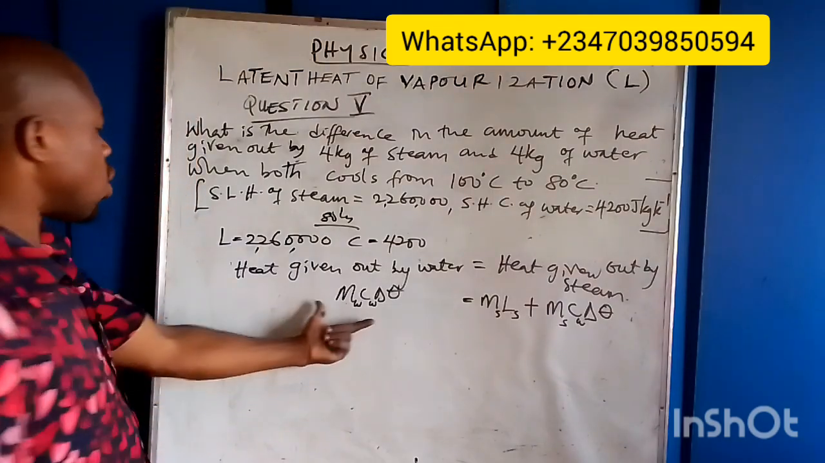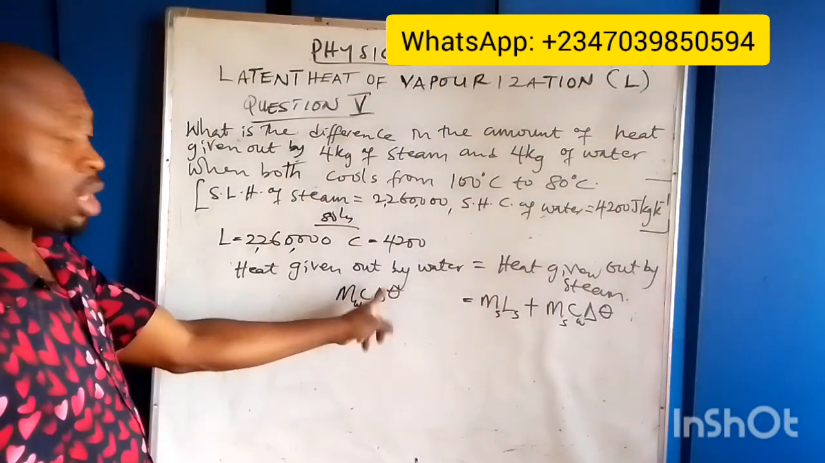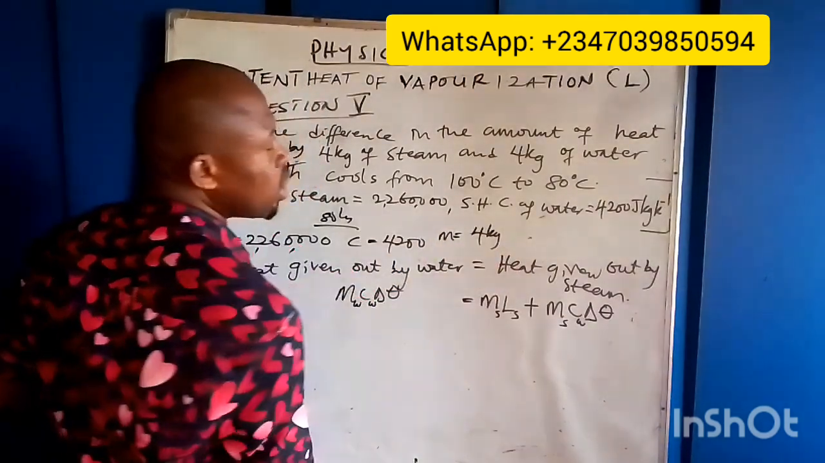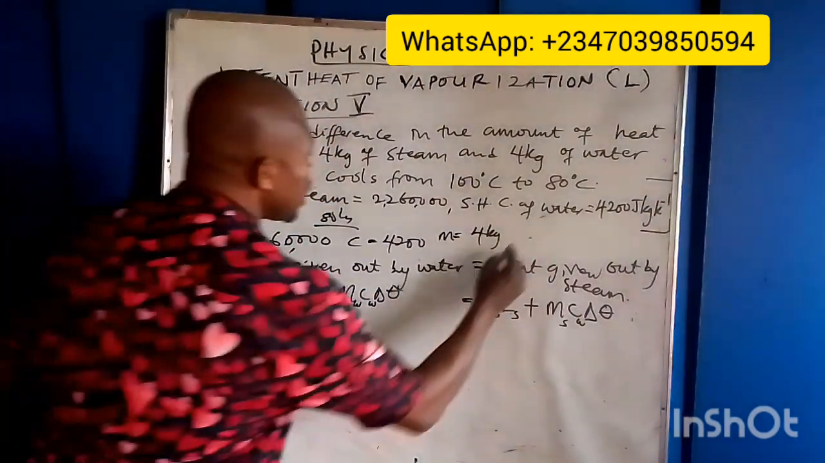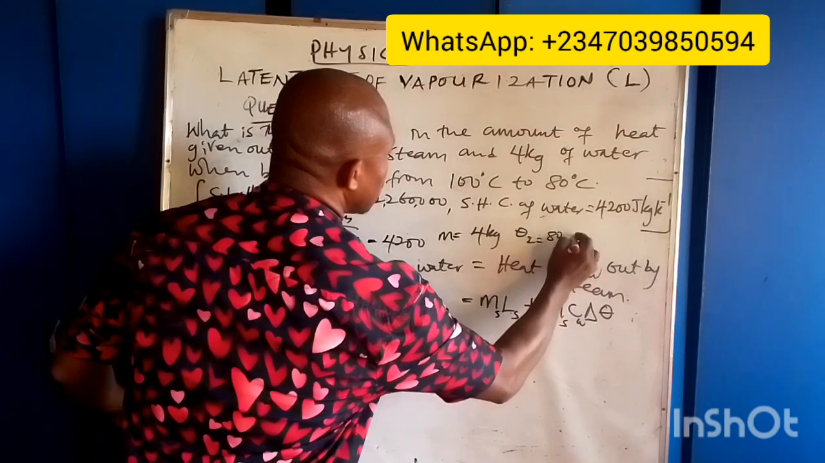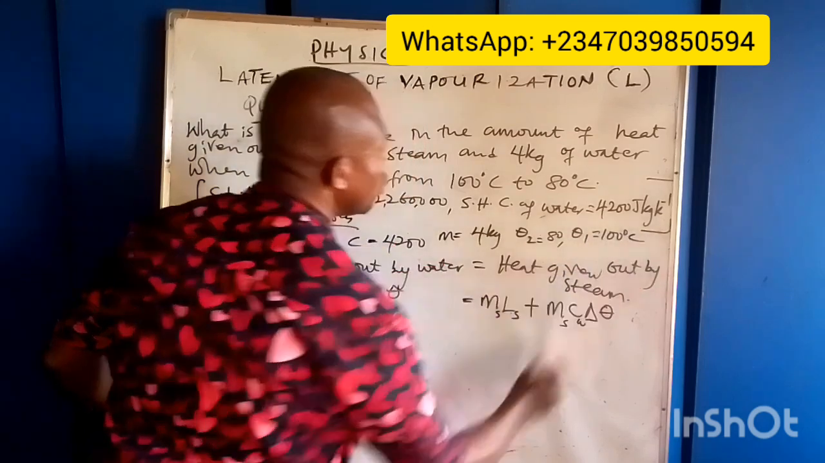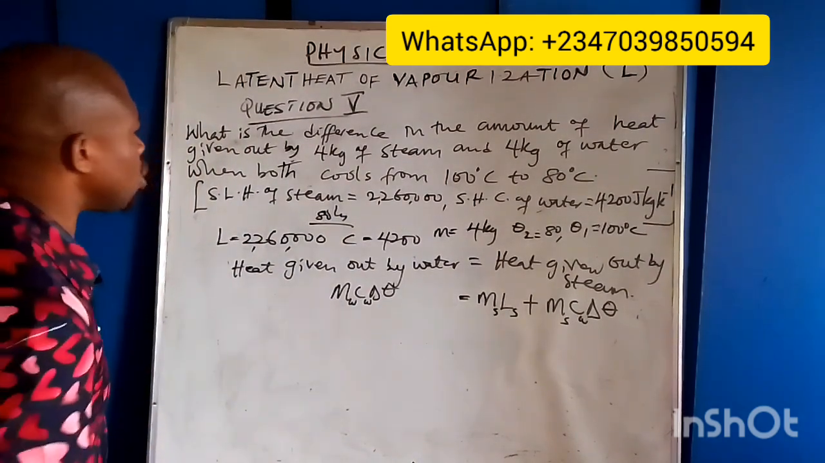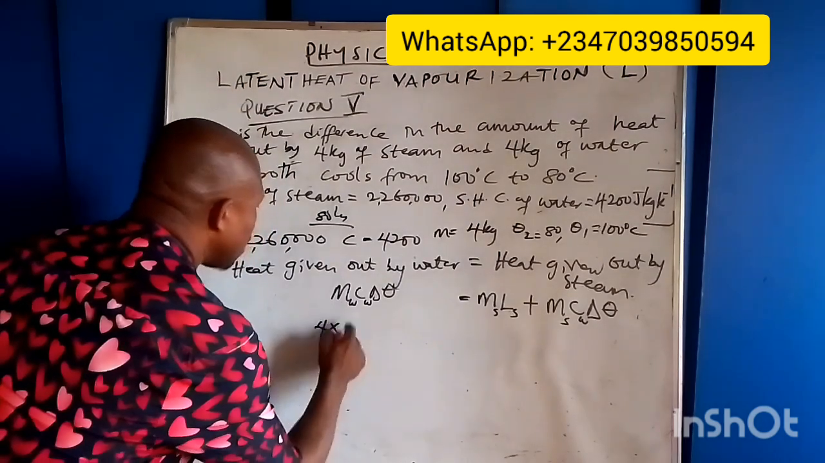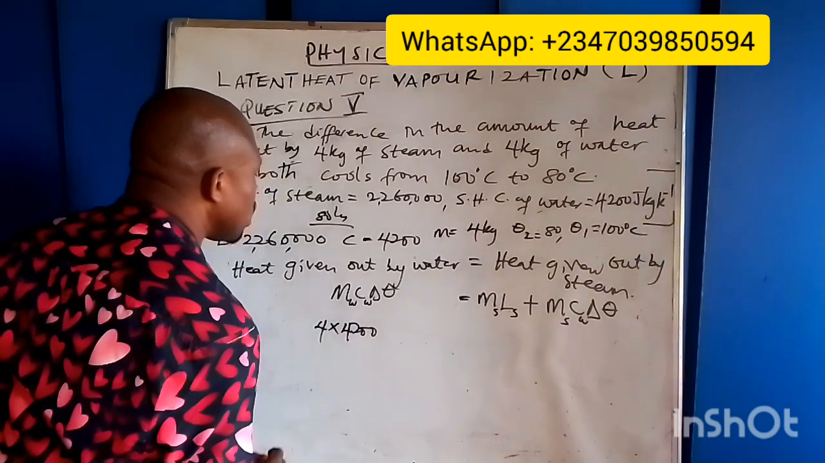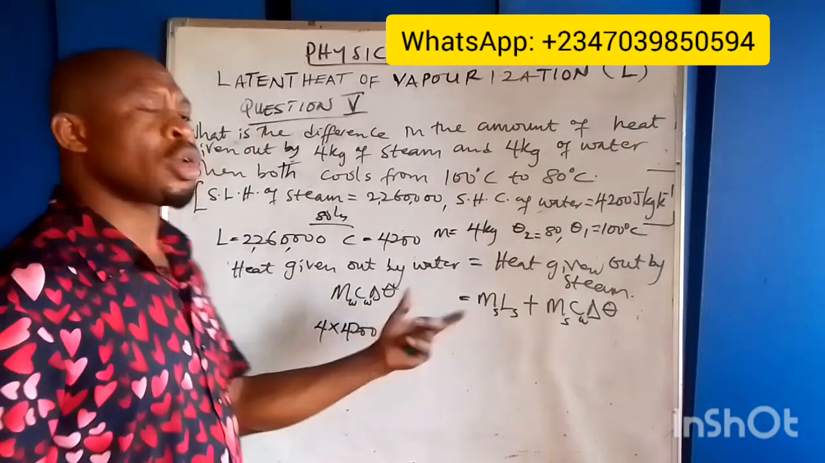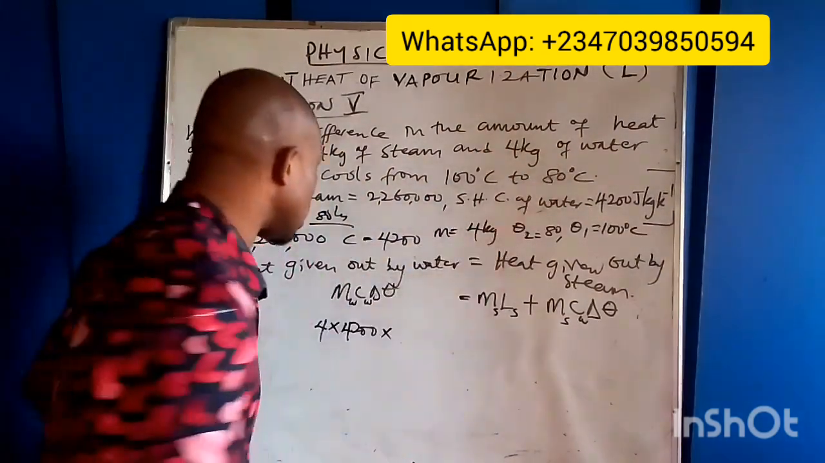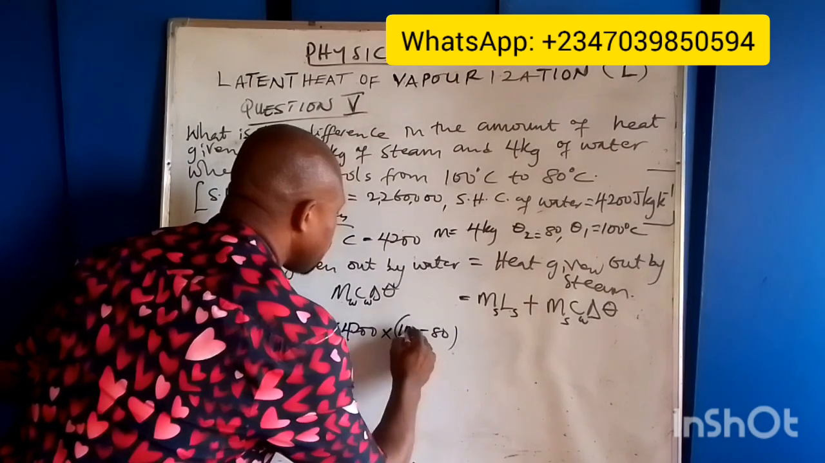So we can now have heat given out by water: mass of water times specific heat capacity of water. The mass is 4 all through, both mass of water and mass of steam. We now have theta 2 as 80, while theta 1 is 100 degrees Celsius. To solve this, we substitute mass of water, which is 4, times specific heat capacity of water, 4,200, times temperature change. Because this is cooling, we cannot say 80 minus 100. We still maintain 100 minus 80.